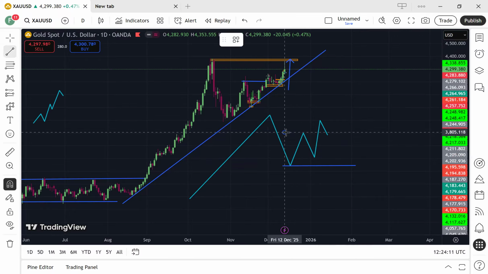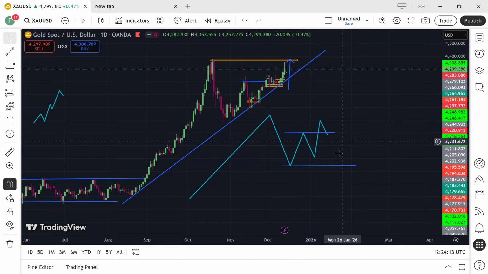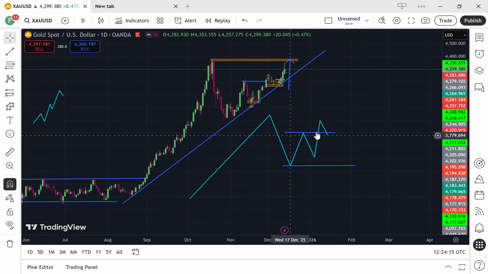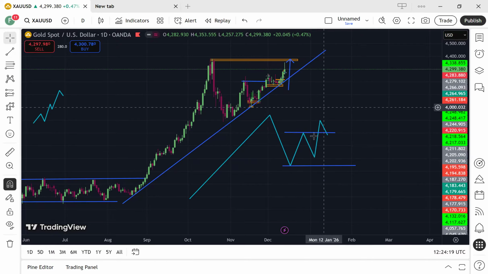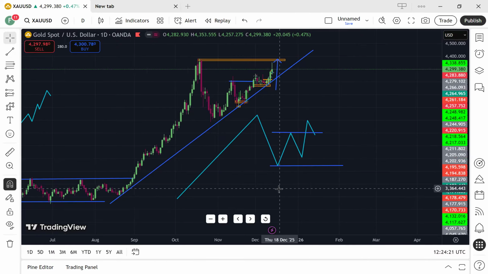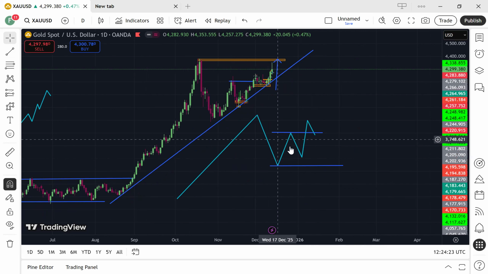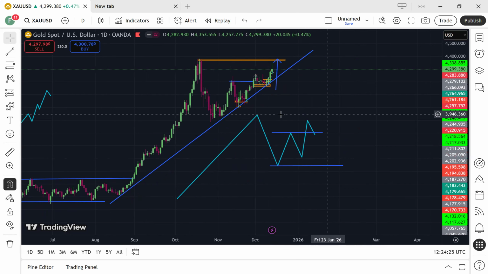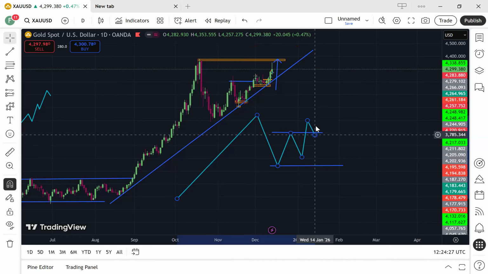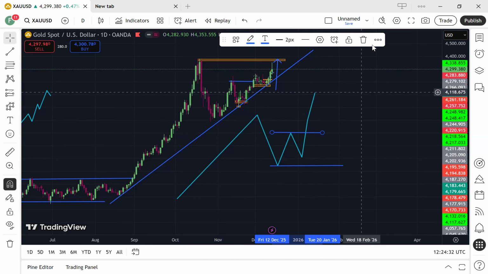You can see we had a break here. This is a structure break. When the market keeps breaking the highs and pushing up, our expectation from here can be breaking here too, which is another high, which is here.